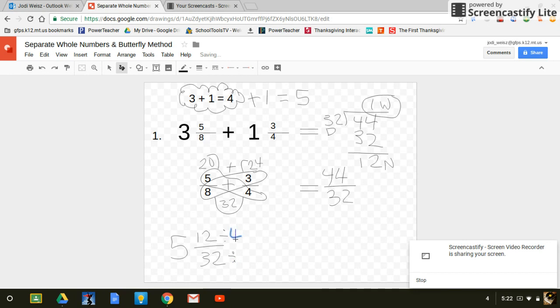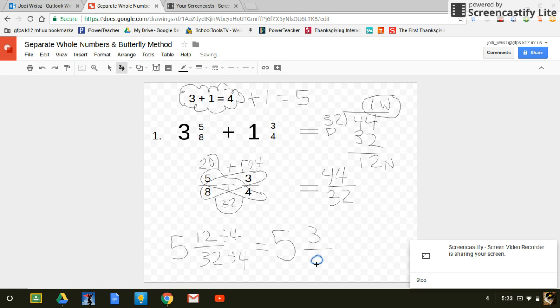If you would have just done 12 divided by 2 and 32 divided by 2, you would have come up with 6 over 16. And that is just fine too, because 6 over 16 can also be divided by 2 over 2 and simplified even further. And that would become 3/8. Well, watch this. I'm going to make sure that I keep my whole number as my 5. I don't want to forget to put that back in. 12 divided by 4 is 3. Oh, and guess what my denominator is going to be? 32 divided by 4 is 8.